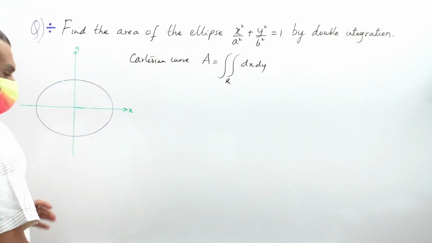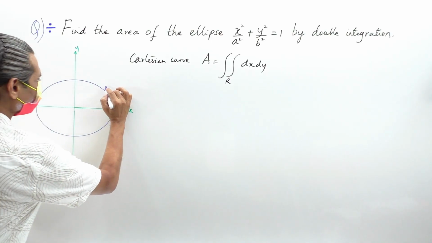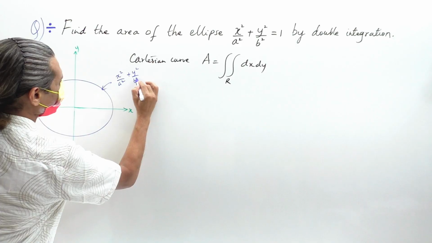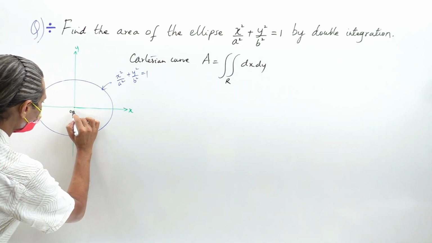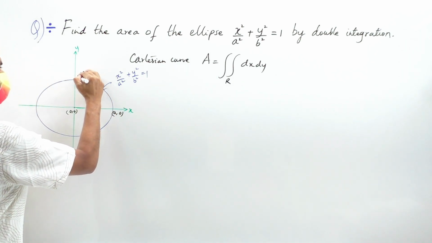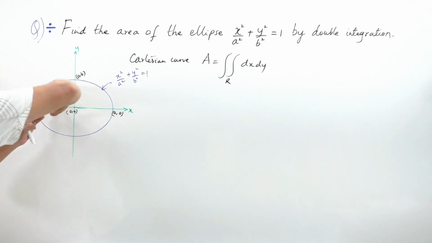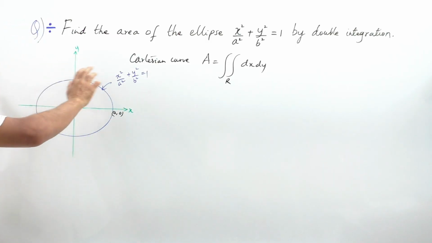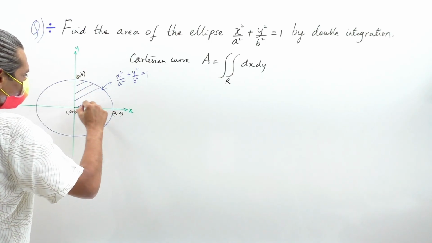Now, this is the curve I have, that is the ellipse x square by a square plus y square by b square is equal to 1. Here this is the origin (0, 0), this is the point (a, 0), and this is (0, b). I need to find the whole area, so I can either take this quadrant or this half. I'll take this quadrant, so I need to find this area.